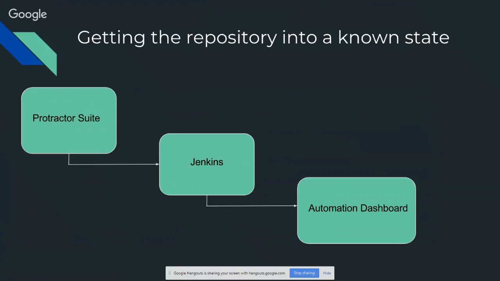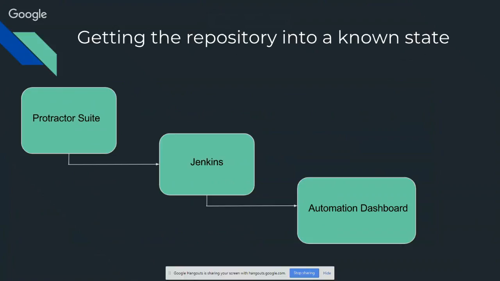All right, so getting the repository into a known state was the next thing that we had to take care of after we converted over to Protractor. Like we mentioned, Jenkins, our automation server, was already configured to run Selenium. It was already built to set up a Selenium server and all that sort of good stuff.